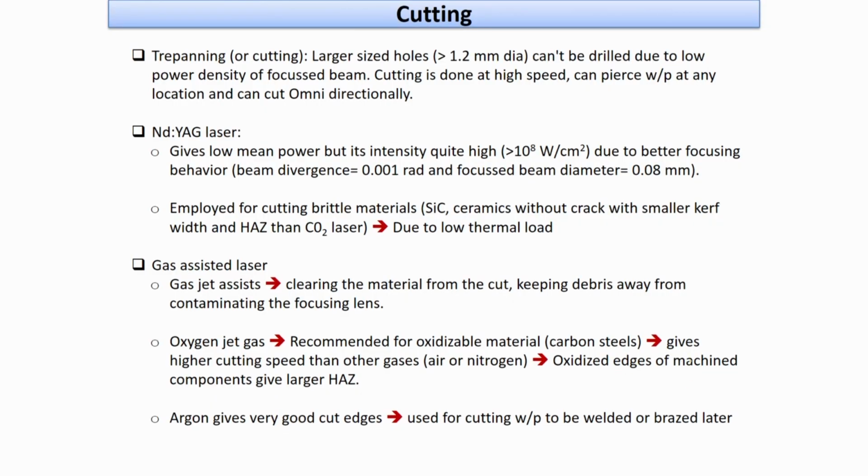It gives high cutting speed than the other gases like air or nitrogen. It oxidizes the edges of the machine components and gives larger heat affected zone. So argon gives very good cut edges, used for cutting workpiece to be welded or brazed later. So argon gives good cut edges.